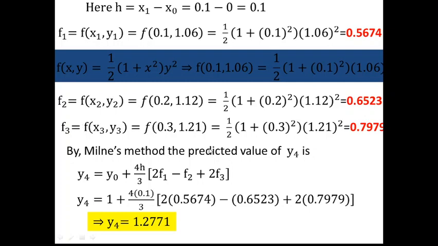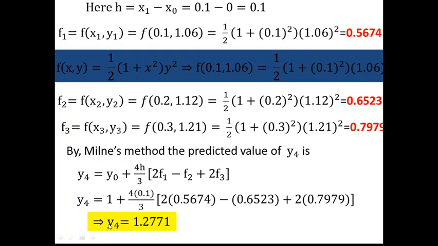Now let's find out the predicted value of y4 by making use of the predictor formula, given by y4 equal to y0 plus 4h by 3 into 2f1 minus f2 plus 2f3. All the values are known to us. Just substitute the values and simplify. You will get it as 1.2771.